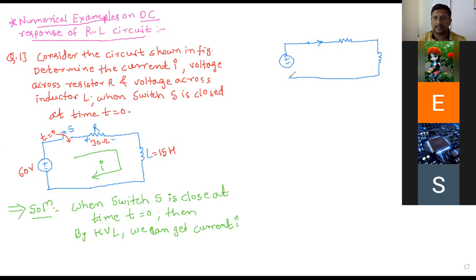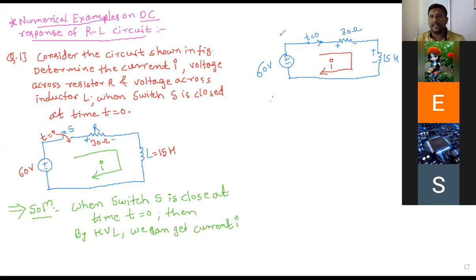This is plus minus 60 volt. This is 30 ohm. This is 15 H. The switch is closed at t equal to 0. You can mark the current value, current direction I.